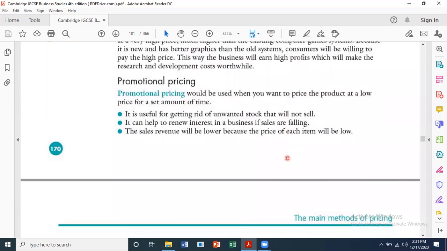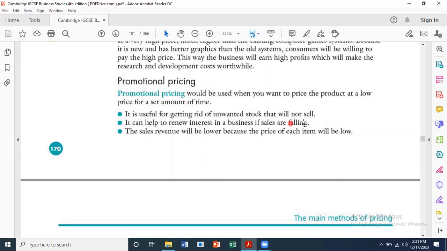Promotional pricing would be used especially in the product life cycle, when the product has reached its maturity phase. For example, we have the iPhone 10. So we have to do a lot of promotions. 11 is at growth, and 12 is in the introduction phase.